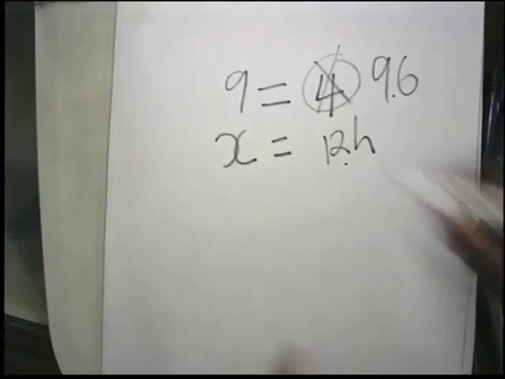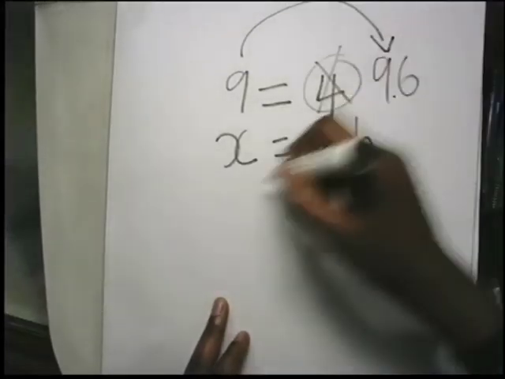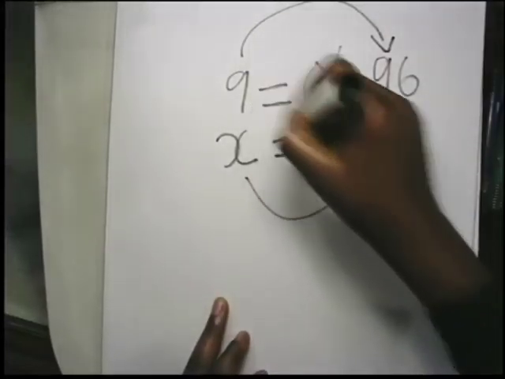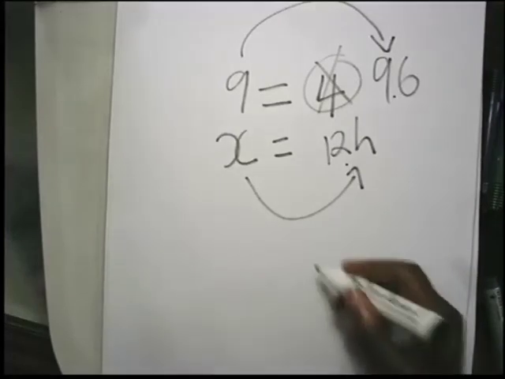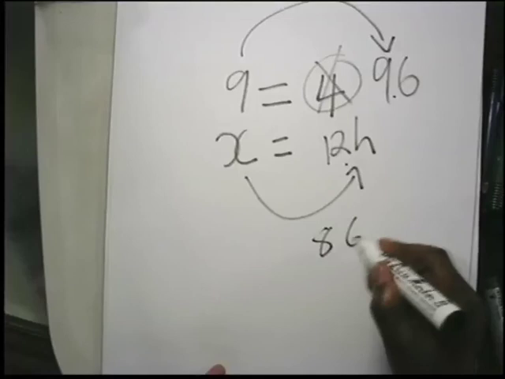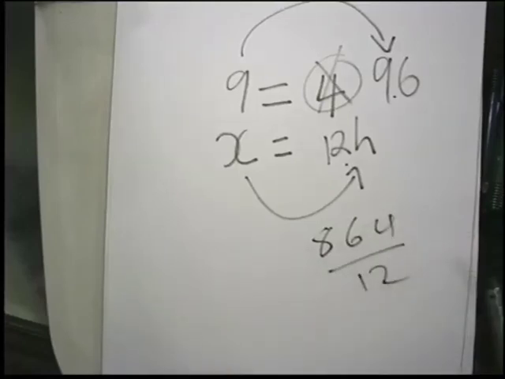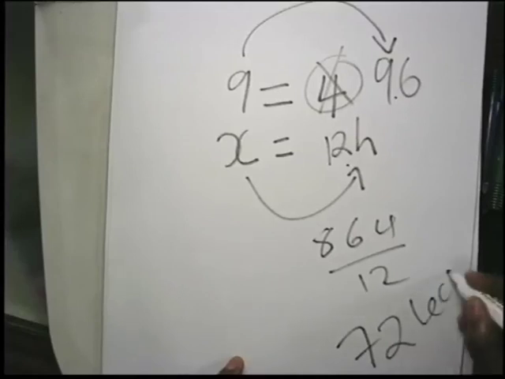Now what do you do? You have to multiply this with that and this with that. We don't do cross multiplication because it's not direct, okay? So you are going to say 96 multiplied by 9, and then that gives you 864, and then you divide it by 12. Then it means it's 72 lecturers that are needed to mark those papers in 12 hours.